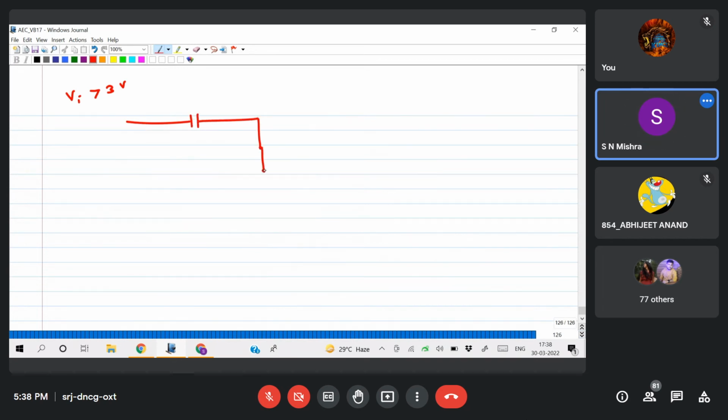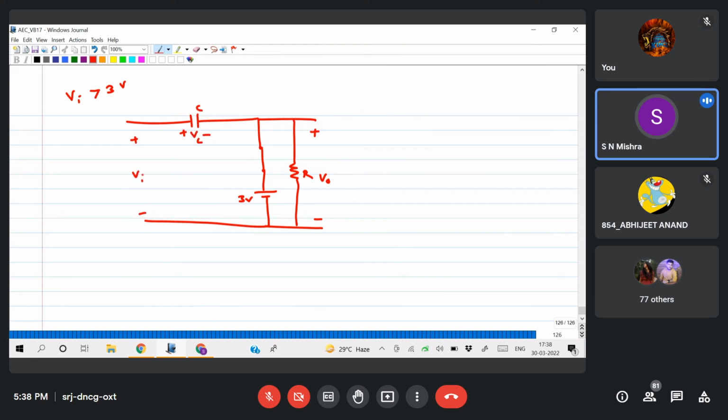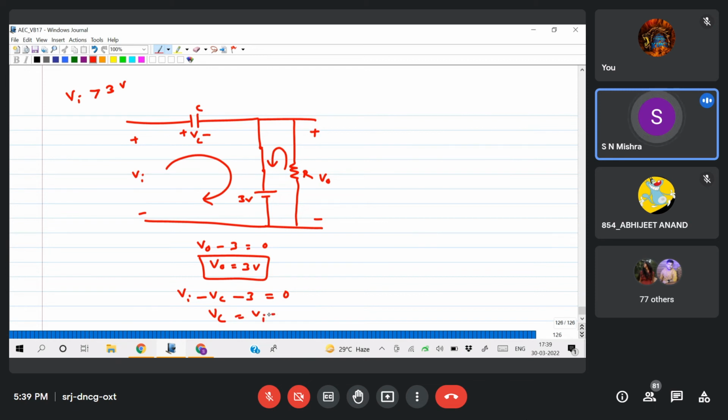Capacitor then short, then 3 volt. Plus minus V naught, R, 3 volt, plus minus C, VC, minus plus Vi. So here you apply KVL. Then V naught minus 3 equals 0, V naught equals 3 volt, or directly you can take that, it is simple. Then applying KVL here, Vi minus Vc minus 3 equals 0, so Vc equals Vi minus 3.